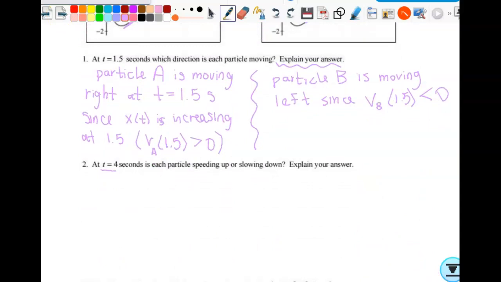All right, at time 4, is each particle speeding up or slowing down? Let's focus on particle A. For particle A, I need to know something about the velocity of particle A at time 4, and I also need to consider the acceleration of particle A at time 4. I need to decide, is velocity at time 4 positive or negative? And is acceleration? Talk about it.